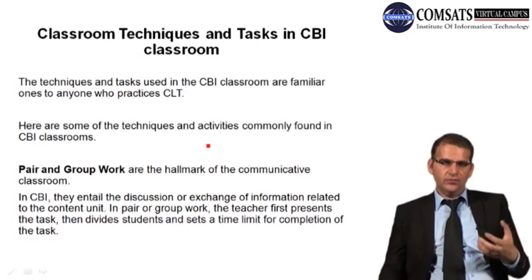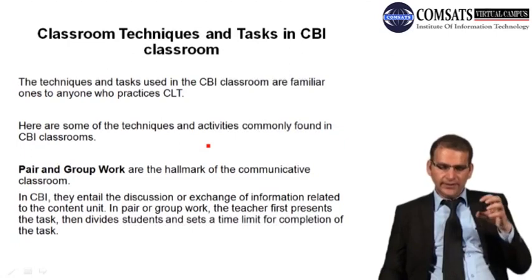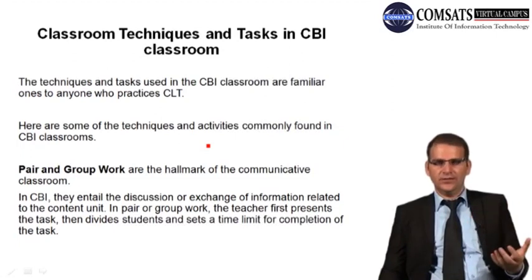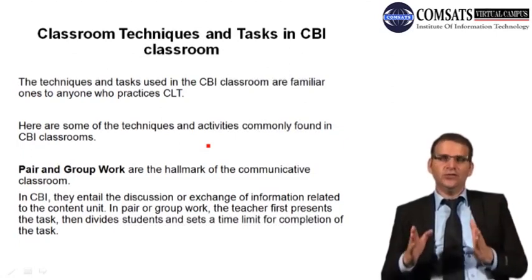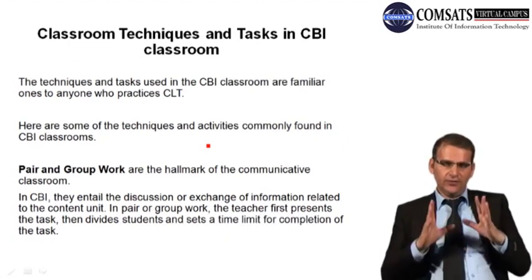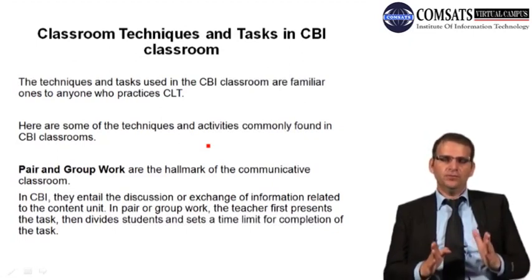So this is what we see in the CBI, that the discussion or exchange of information is related to the content unit. Again, the focus is on the content. Whether the pair work is being done in class, or it is a group work, content stands alone. Content is the center of gravity. Content is the most important point. Content is the focus. So if there is a dialogue, a group work, or a pair work, we cannot put content aside. Content should be part and parcel of that activity.